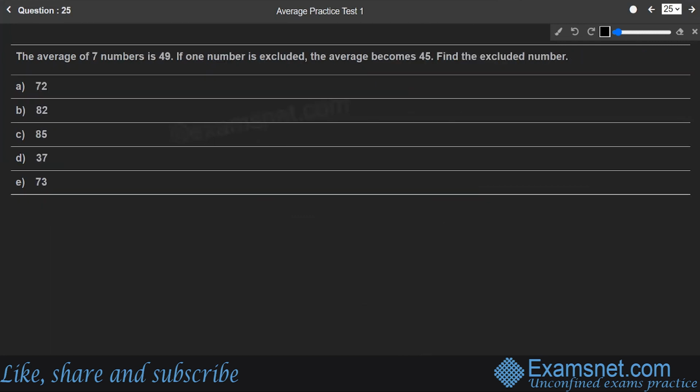Now, average of 7 numbers is 49. If one number is excluded, the average becomes 45. Find the excluded number.